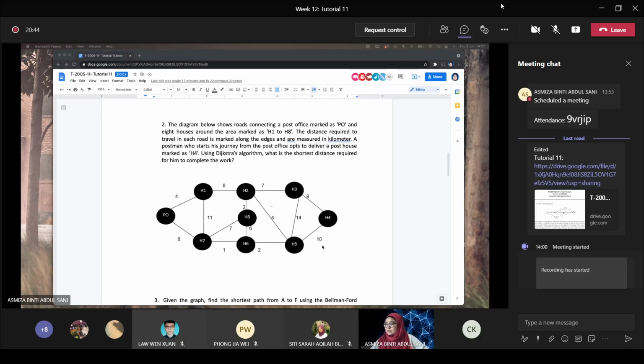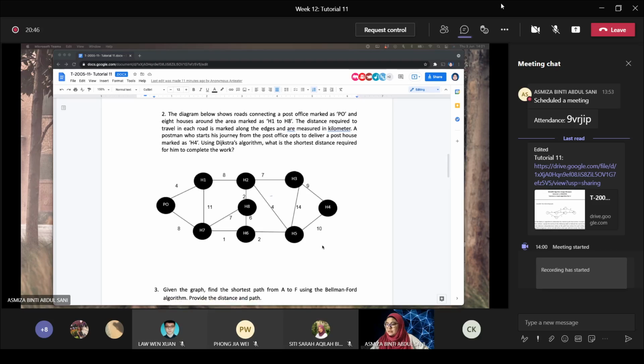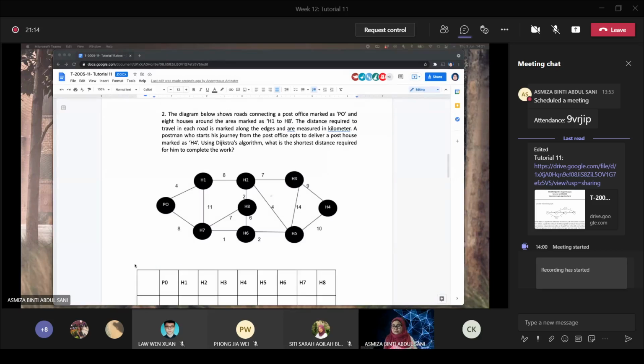Can someone give me the answer for this one? You can give me the table like in the previous question, as well as the order of the processed vertices, and then the shortest distance to get to H4.